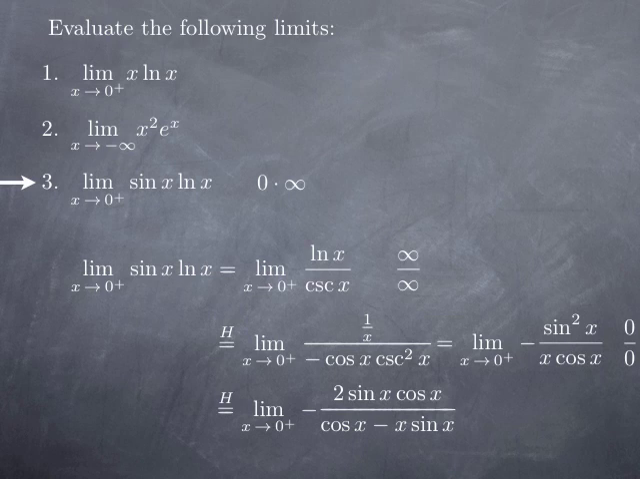So if we plug 0 in this, at the top I have 2 times 0 times 1, so just 0. And at the bottom I have cosine 0, which is 1, minus 0. So I get 0 over 1, in other words, 0.